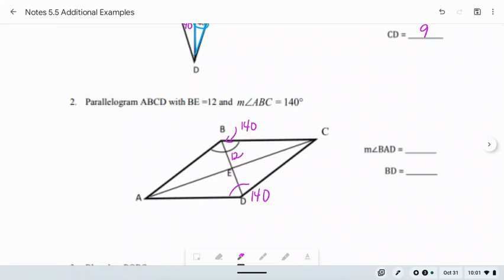I also know that consecutive angles are supplementary. So if that's 140, then each of these angles would have to be 40 degrees because they have to be supplementary to each other. I also know that the diagonals bisect each other, so I know that ED would also be 12. Okay, so it's asking for the measure of angle BAD. So I already have that labeled over here as 40 degrees. And then the entire diagonal BD would just be 12 plus 12, which is 24.